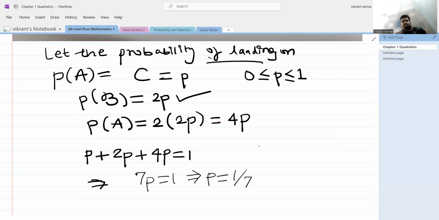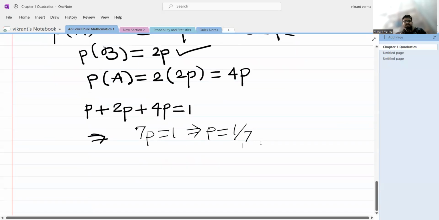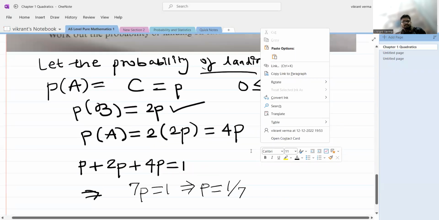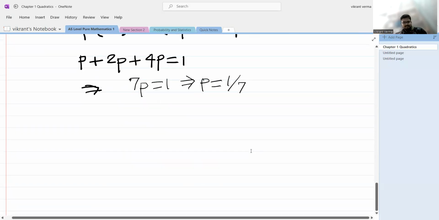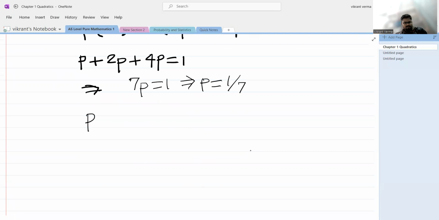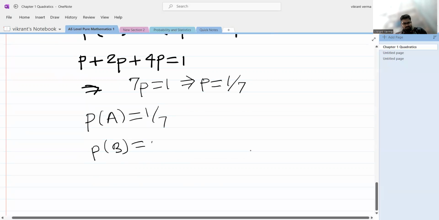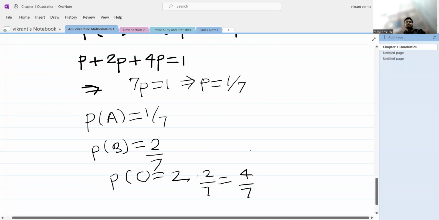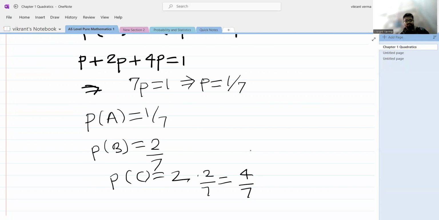Now since we know the value of p is 1 by 7, we can calculate all the probabilities. The probability of C is simply p, so it remains 1 by 7. The probability of B was 2p, so it becomes 2 into 1 by 7, that is 2 by 7. Similarly, the probability of A is 2 times the probability of B, so it is 2 times 2 upon 7, that is 4 upon 7. With this, our question is completely solved. Thank you very much.